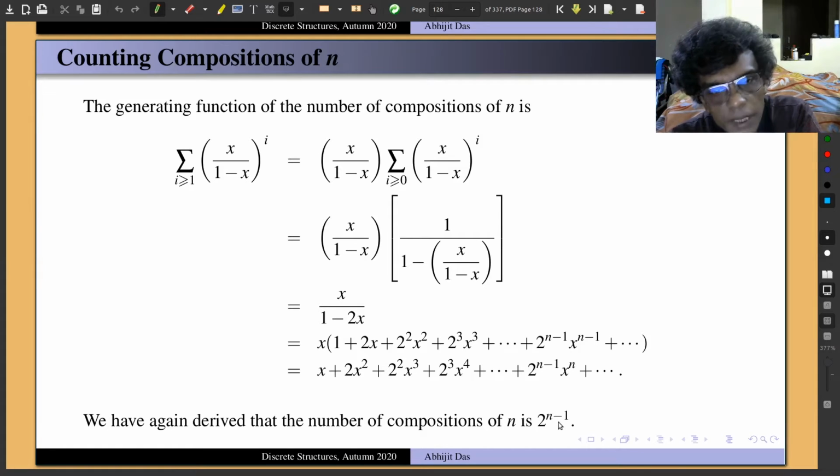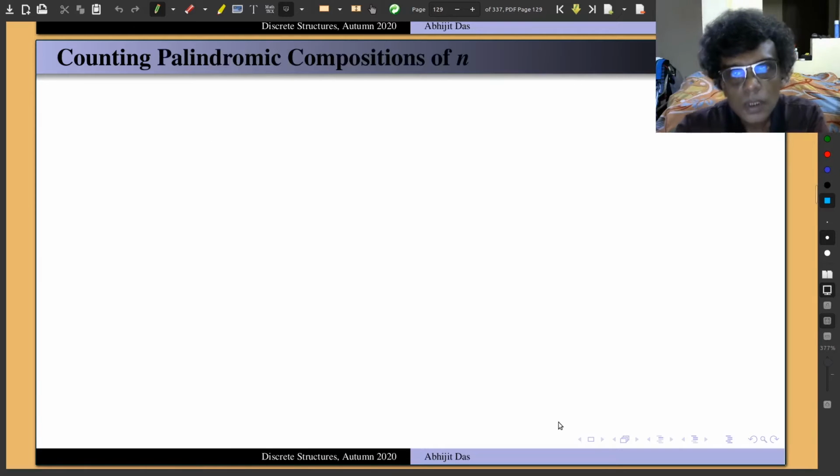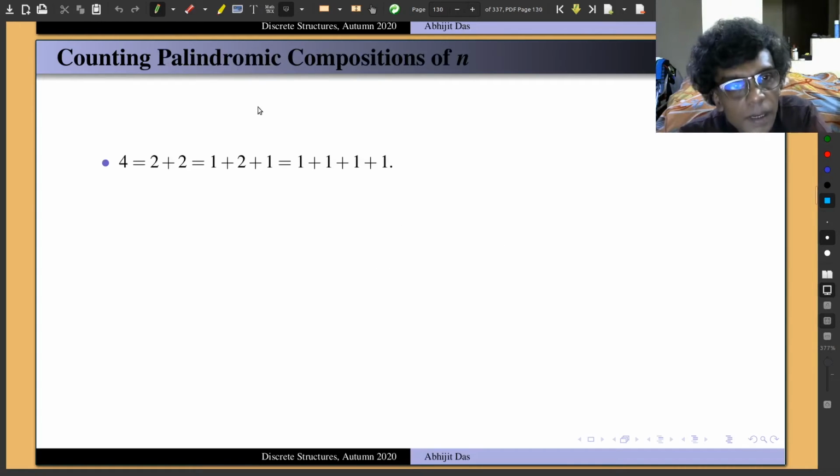Another interesting application of this is the next. We are also talking about compositions of n, but those that are palindromic. Okay, what does it mean? Let us look at compositions of 4. 2 plus 2. If I read from left to right and if I read from right to left, they are the same. Here also 1 plus 2 plus 1, 1 plus 2 plus 1, 1 plus 1 plus 1 plus 1, 1 plus 1 plus 1 plus 1. Okay. So such compositions are called palindromic if they read the same forward and backward.